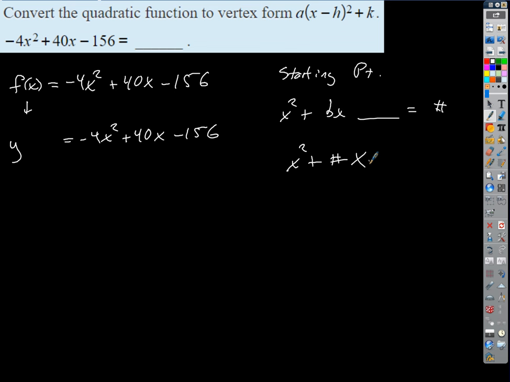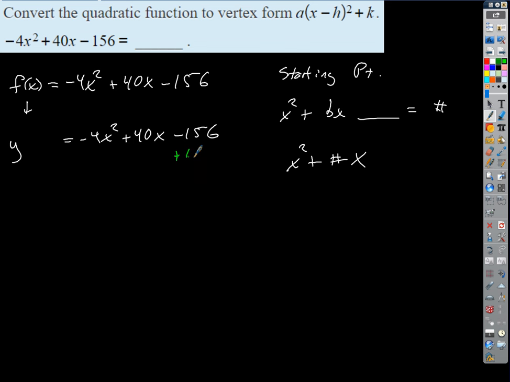So, we're going to want to add the 156 first. We're going to get rid of this guy first, and then we'll just divide both sides by negative 4 to get rid of the negative 4 out front. That makes sense? So we got two steps in order to put this to the point where we can complete the square.